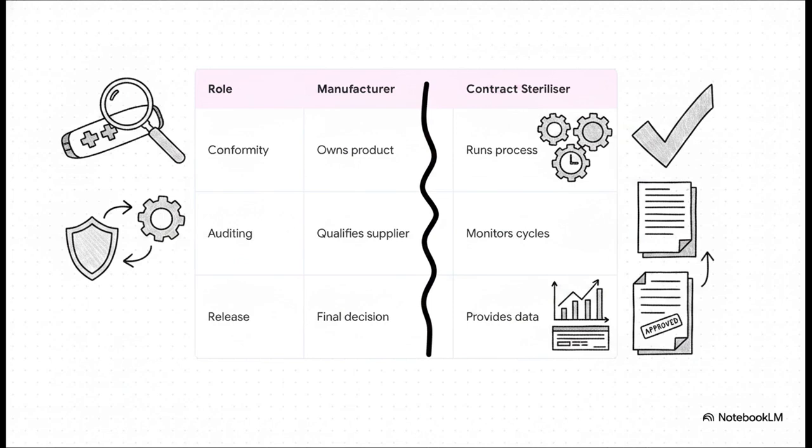And this brilliantly illustrates this strict divide between execution and accountability. The manufacturer owns product conformity. They qualify and audit the supplier, and they make the final legal release decision. The contract sterilizer, they simply run the validated process, record the cycle data, and provide that data package back to you. Basically, they provide the evidence, you make the decision.